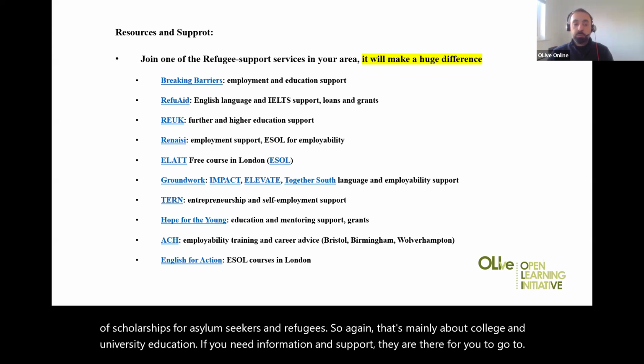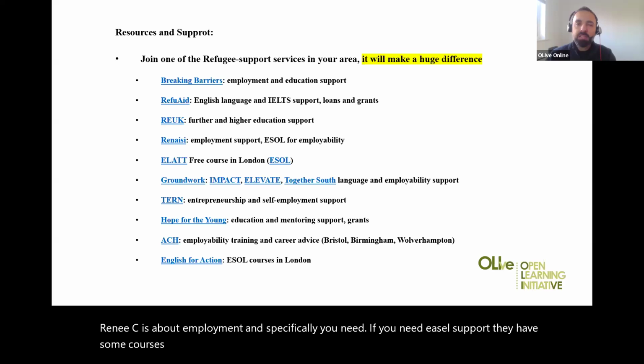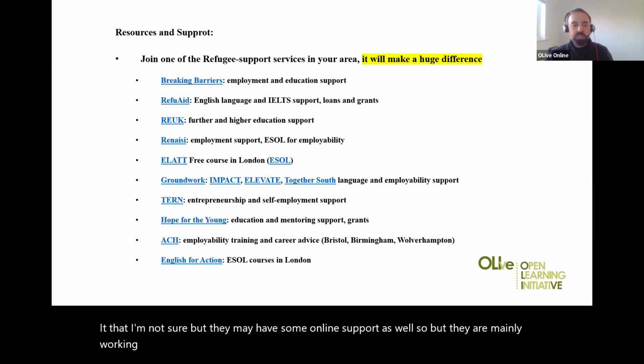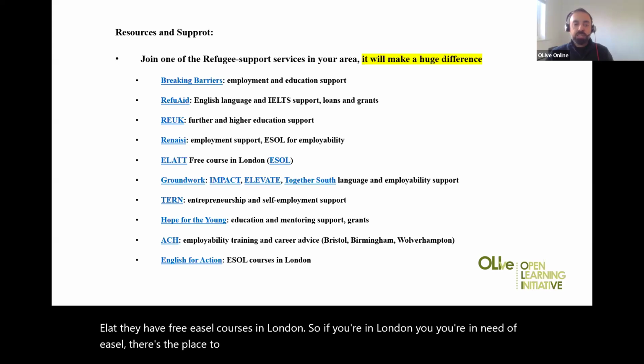Renacy is about employment, and specifically if you need ESOL support, they have some courses available mainly in London, but I'm not sure, they may have some online support as well. But they are mainly working around employment. ILAT, they have free ESOL courses in London. So if you're in London, you're in need of ESOL, there's the place to go. Groundwork, again in London, they have different types of language and employability support available.